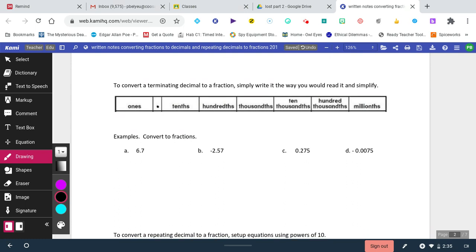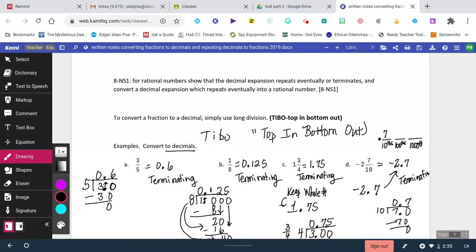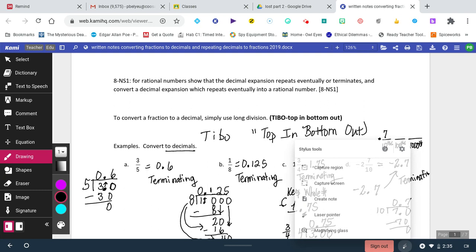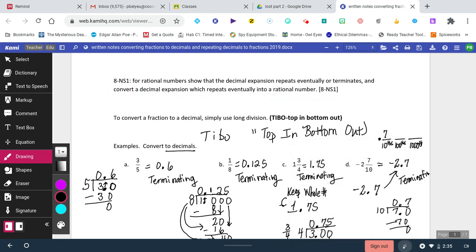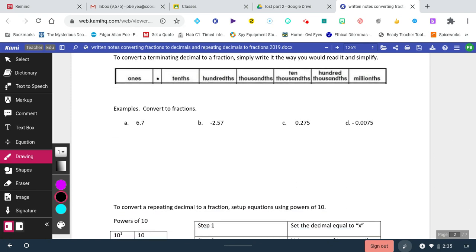All right, I threw this in here. It's not really part of your standard, but some of you have forgotten it. So instead of fractions to decimals, I'm going to do decimals to fractions. I'm going to do terminating decimals to fractions and repeating decimals to fractions. Repeating decimals to fractions are actually part of your standard. It's this part right here. But I just wanted to show you how to write terminating decimals as a fraction as well.